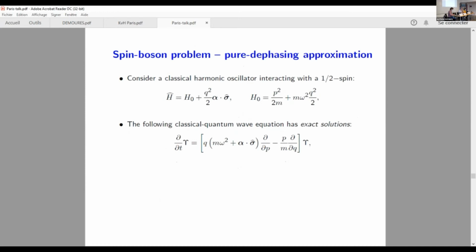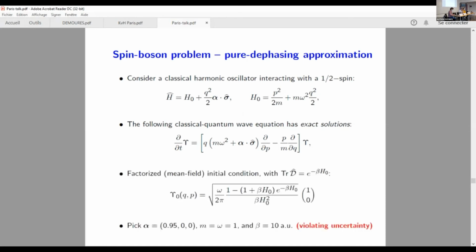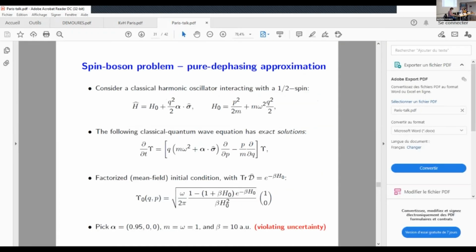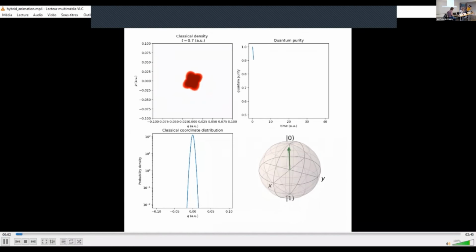Again, I will not go through the details, but this is a harmonic oscillator interacting with a spin in the simplest possible way. We designed the initial condition in such a way that we have a Gaussian initial condition on the classical side. Let me show you the movie. Let's discuss a little bit the initial condition. We have a Gaussian in phase space. The red spot is the phase space distribution. We can compute the purity of the quantum system, and below we have the configuration manifold density and the Bloch vector in the sphere.